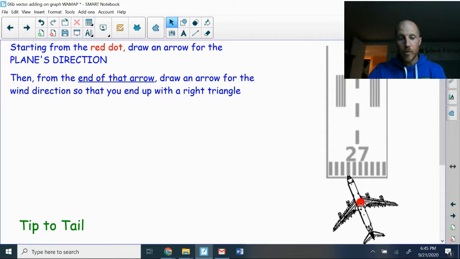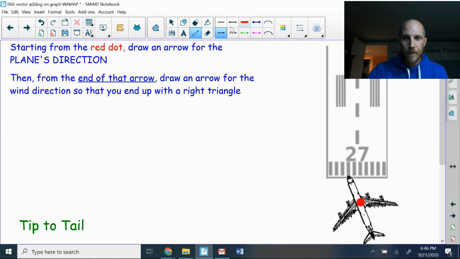So we've got a picture of the airplane approaching that runway as the top view, and it's pointed off to the side because there's a crosswind here. The YouTube search I did was crosswind landing, so the wind is blowing straight in from the side. Starting from the red dot, draw an arrow for the plane's direction, showing the direction that the airplane is pointed in. It's pointing off this direction, just like in the video.